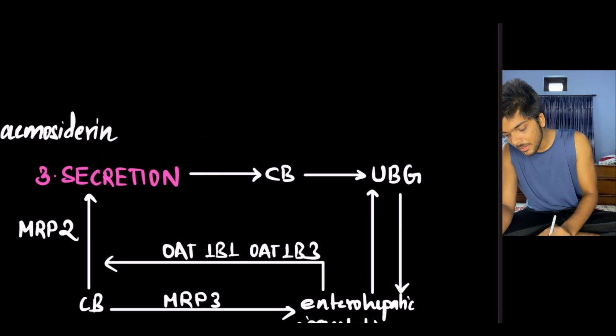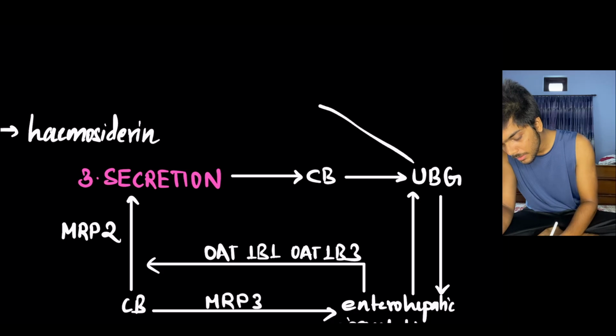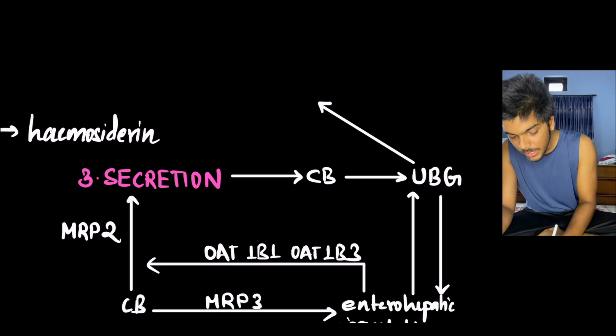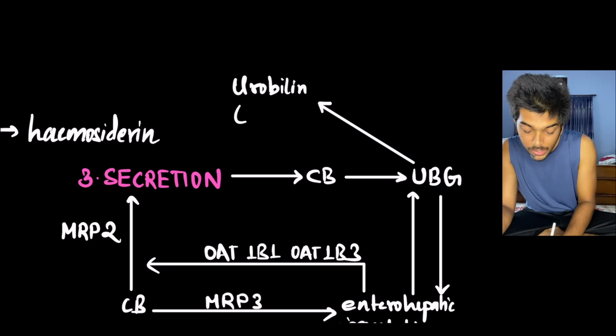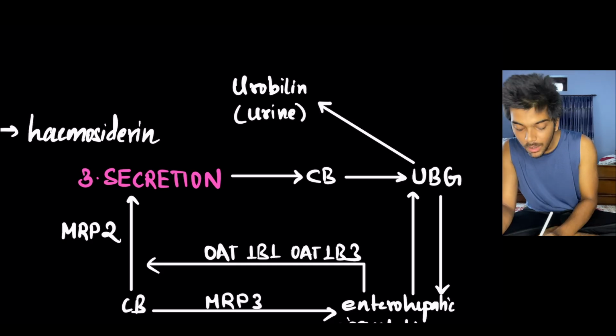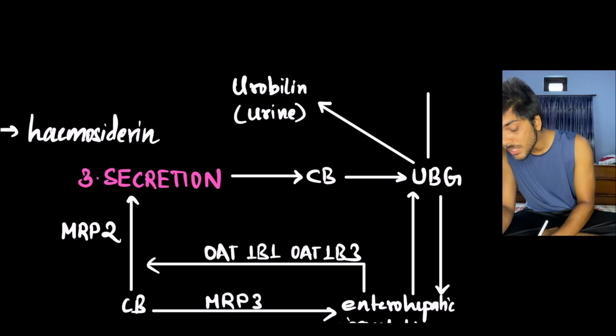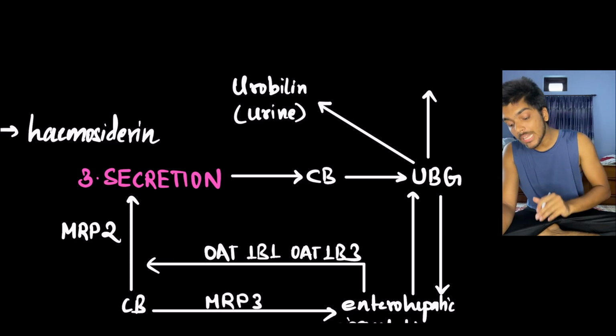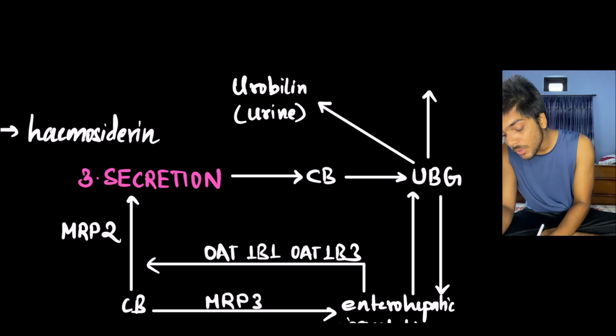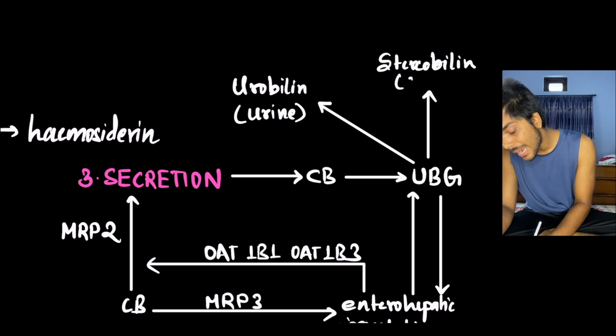In the kidney, urobilinogen gets converted to urobilin, which provides urine its characteristic yellow color. And the urobilinogen present within the gut comes out along with the stool. In the stool, it gets oxidized to stercobilin, and this stercobilin provides stool its characteristic brown color. That's it.